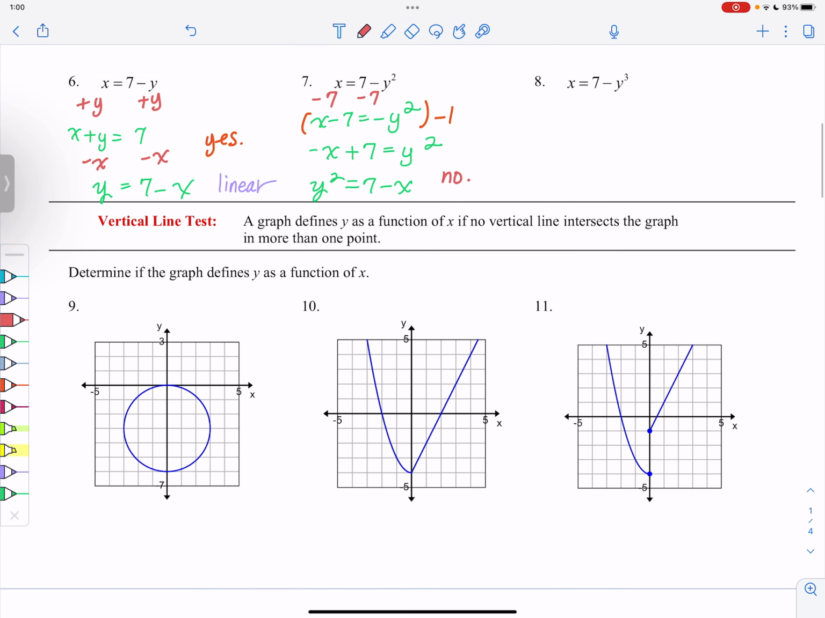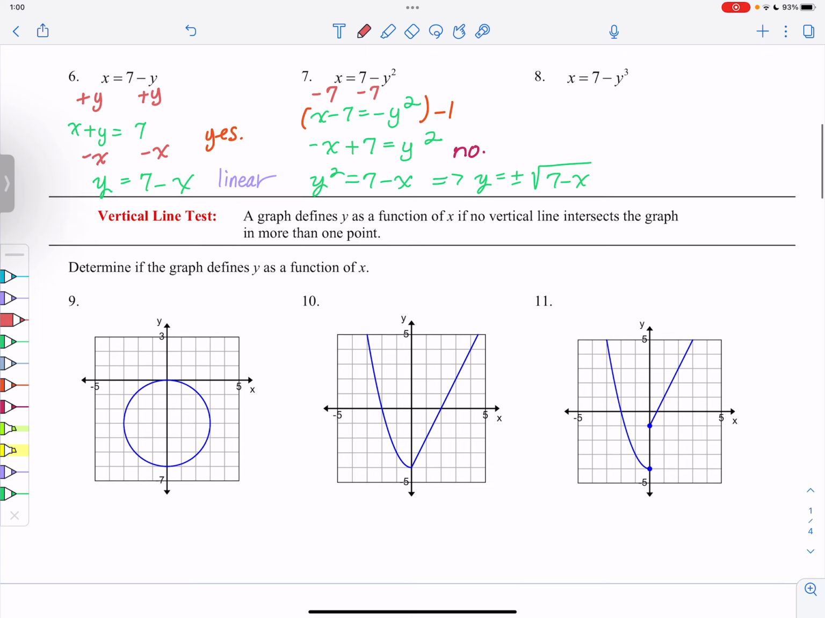Now you could continue on. Let me move that no up here. And why is that? So we would have plus or minus the square root of 7 minus x. So as you can see, for the same x value, we would have two y values. So it's not a function.